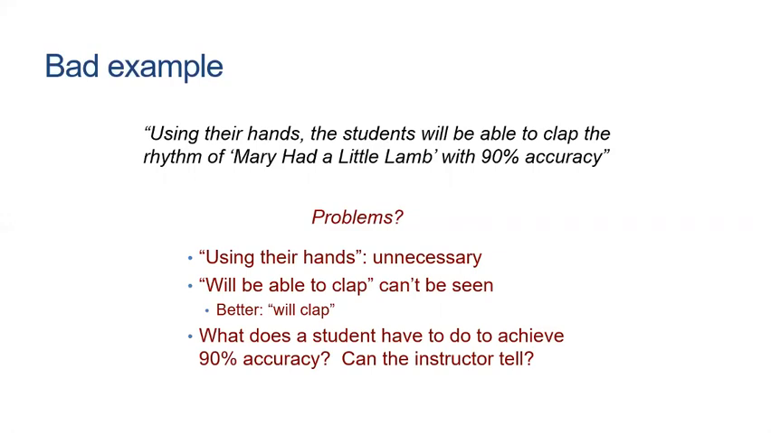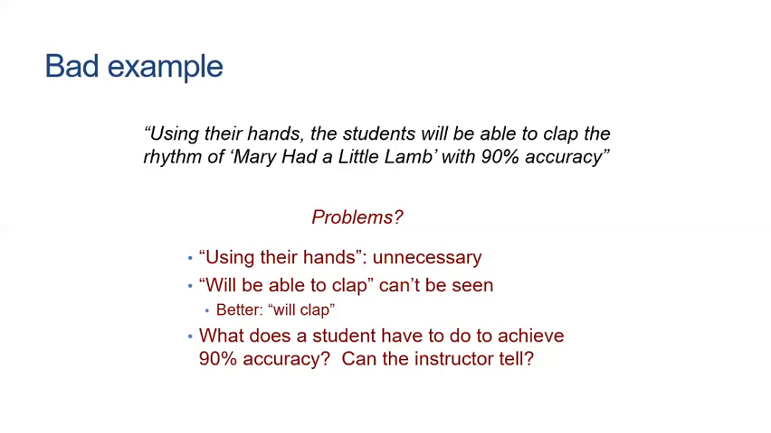Will be able to clap is not a good learning outcome because you can't observe it. You can't observe an ability. You can observe a behavior. So you want to be sure that you're being very specific with behaviors. It's very easy to construct a learning outcome that says students will know how to blah, blah, blah. Students will be able to blah, blah, blah. Those are not good learning outcomes. You want to actually use the action verb that's going to really describe the behavior.